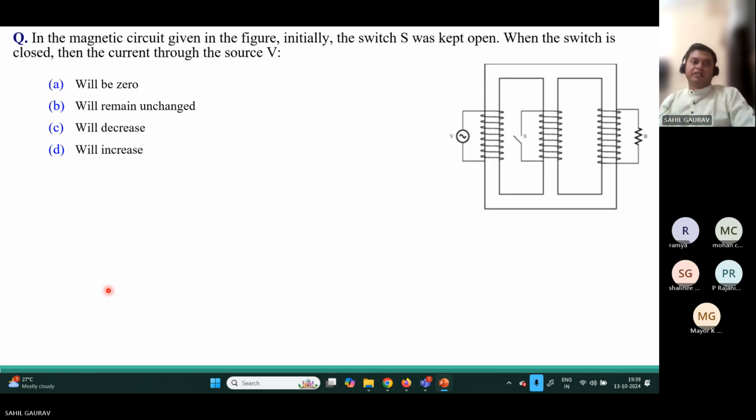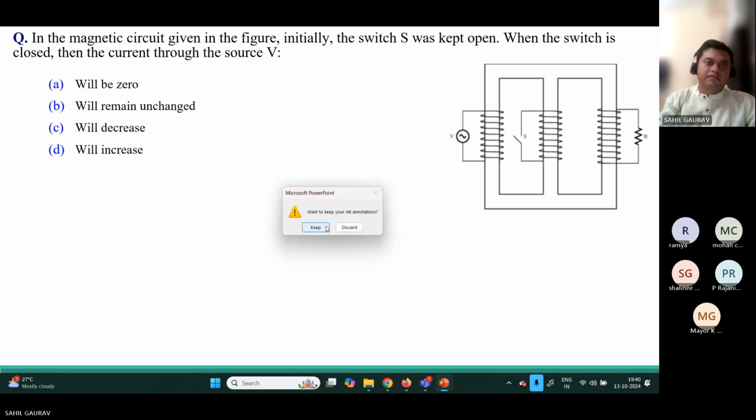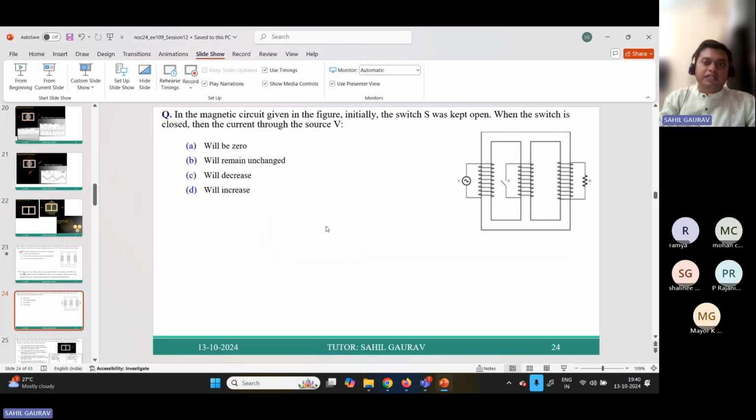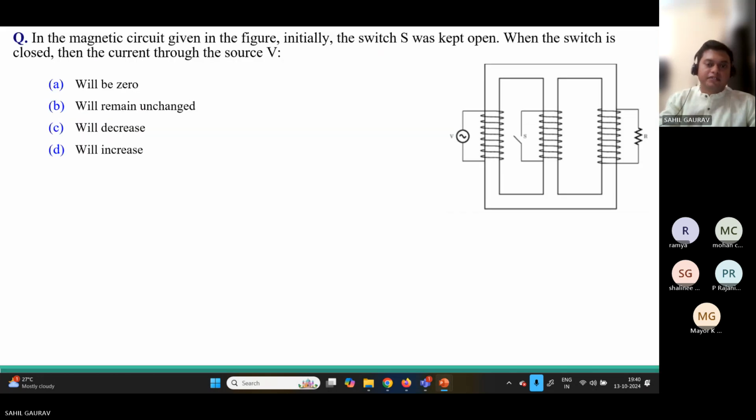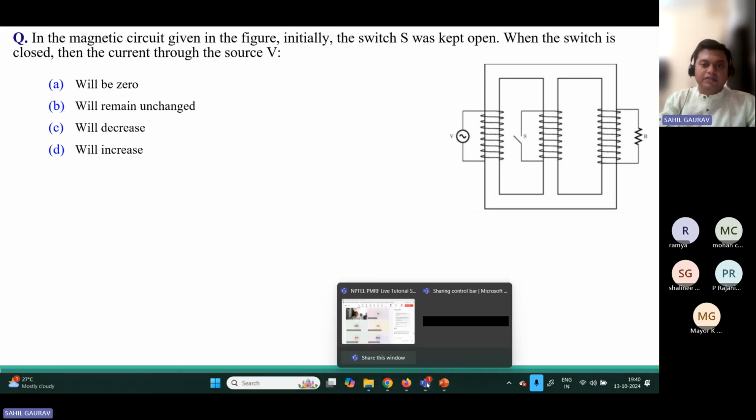Now coming to the next problem, in the magnetic circuit given in the figure. Initially, the switch S was kept open. When the switch S is closed, then the current through the source V is. So, can anyone give the answer?